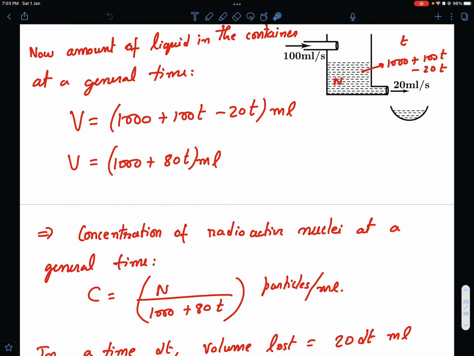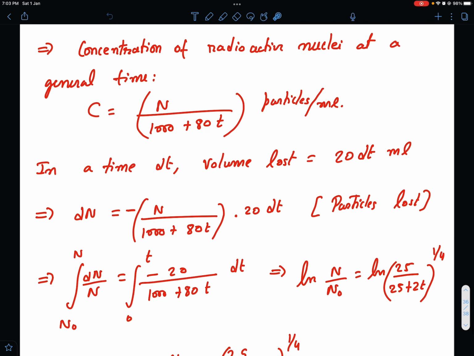Now concentration of radioactive nuclei at a general time will be what? So C will be what, in terms of number of radioactive particles per milliliter. Capital N is the total number of radioactive nuclei instantaneous divided by total volume of the solution, right? So this much particles per milliliter. Now in a time dt, how much volume is lost?